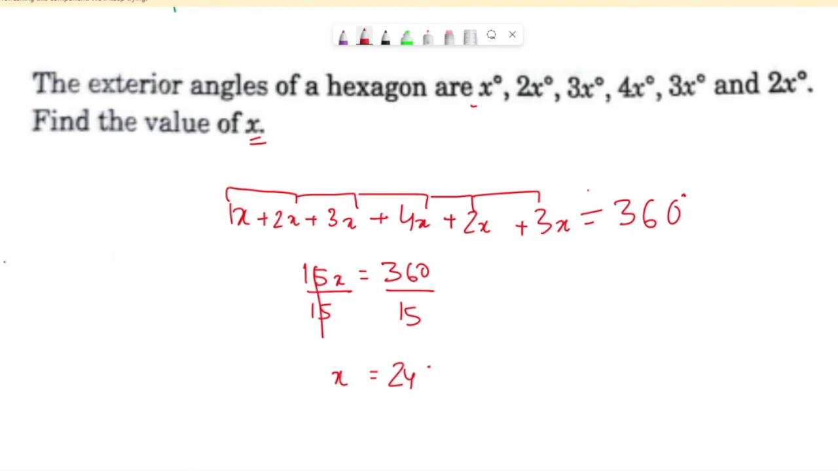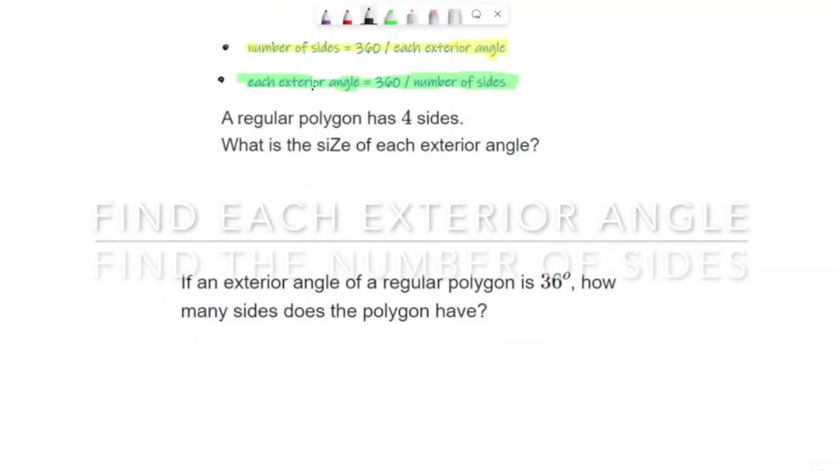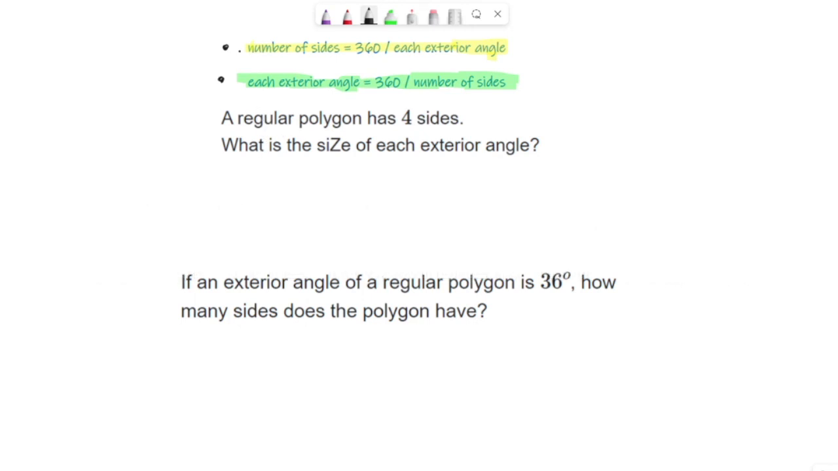Okay, let's do the last type of questions now. These are the last type of questions, very important. But before we do these questions, we should see these formulas. If you are looking for number of sides, and each exterior angle is given to you, you use this formula. To find the number of sides, you do 360 divided by each exterior angle.